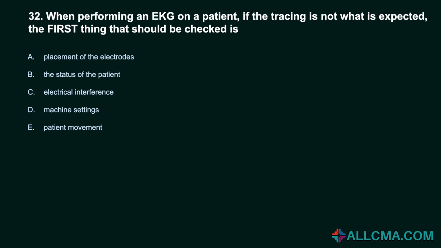32. When performing an EKG on a patient, if the tracing is not what is expected, the first thing that should be checked is A. Placement of the electrodes, B.